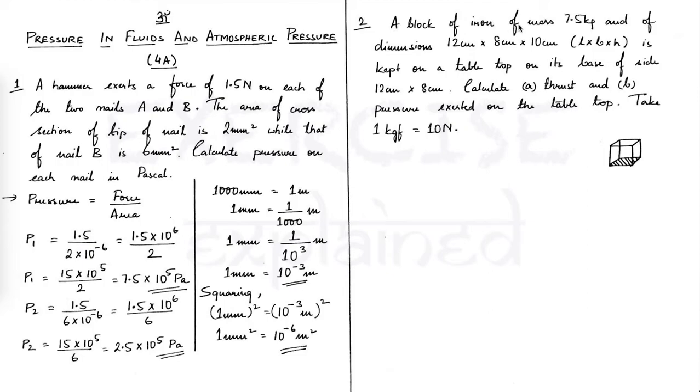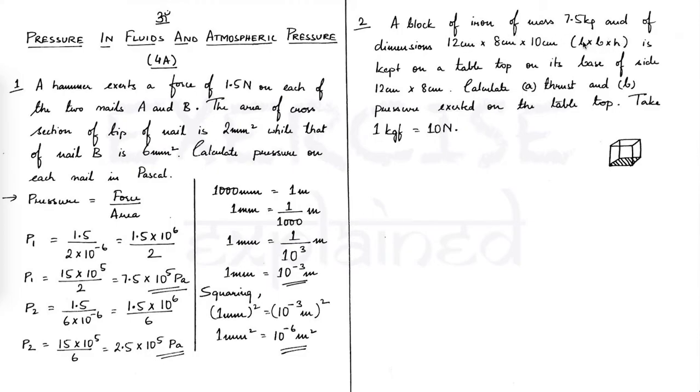A block of iron of mass 7.5 kg, so mass is given as 7.5 kg, and of dimensions 12 centimeter into 8 centimeter into 10 centimeter. Now this is something we need to understand here. Whenever they give dimensions, we should understand that it is length into breadth into height. Remember, it is always length into breadth into height.